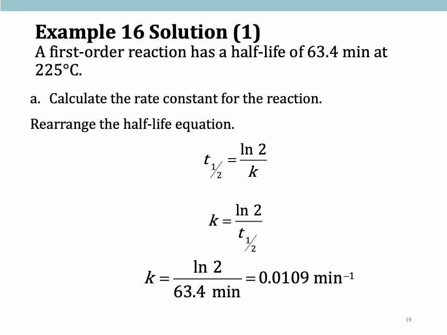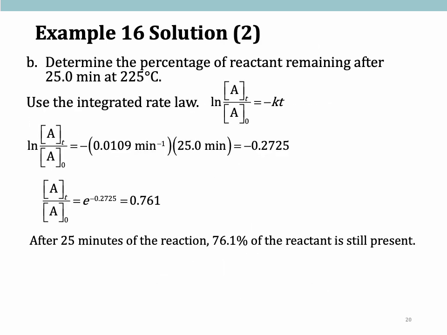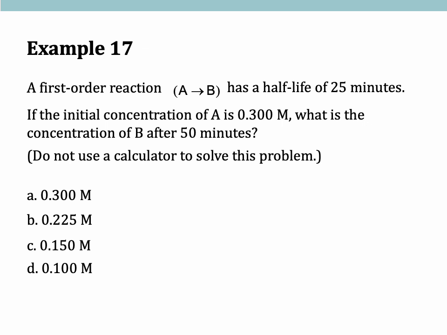So we will use that equation again to solve for k, and then we will plug all the values into this equation. To get rid of the natural log, we'll raise the whole thing to the power of e. So e to the power of this gives 0.761, which means this times 100 is your percentage. So after 25 minutes, 76.1% of the reactant is still present.